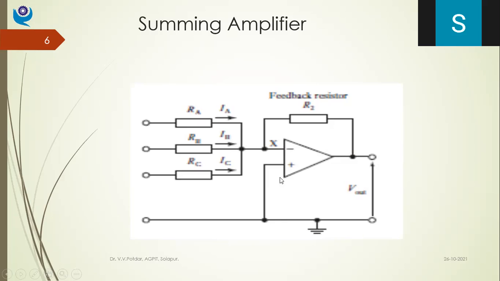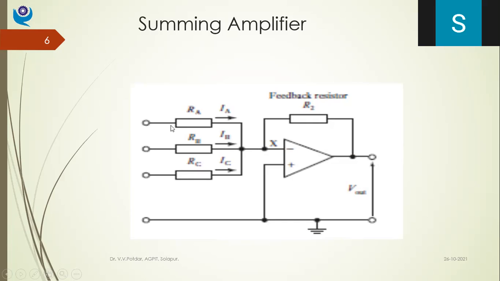Inverting terminal of the op-amp, non-inverting terminal of the op-amp. These are the two inputs, one output and one feedback resistance. This will be the basic configuration. The non-inverting terminal is normally grounded in most applications. In the inverting terminal, I'll be giving three different voltages, VA, VB, VC, let us say. The current flowing through RA is IA, through RB is IB, and through RC is IC.